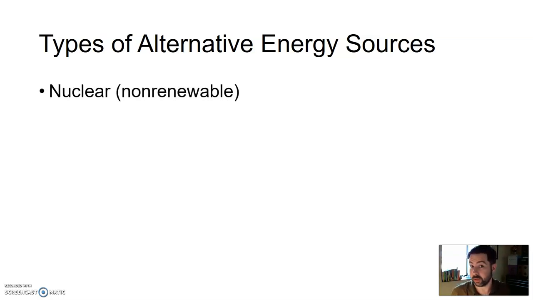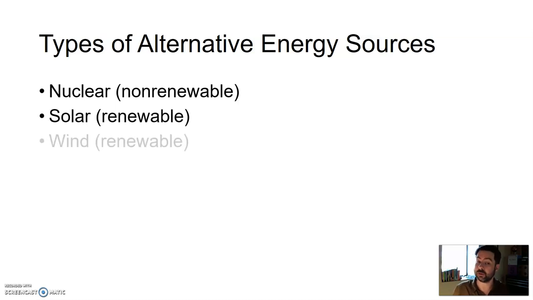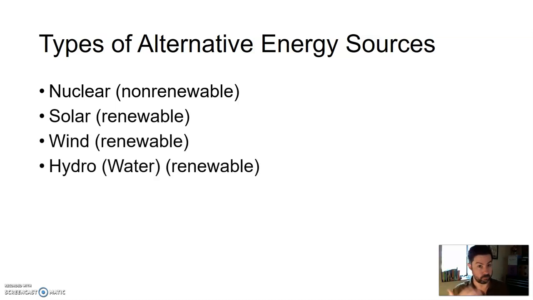This includes nuclear energy resources, which is a non-renewable resource, but renewables like solar, wind, and hydro, which is water-derived energy. So these are all alternative energy sources, sometimes referred to as green energy sources. Nuclear is a non-renewable energy source because we're mining out uranium as an energy source to harness that. So there's only so much uranium we can mine out, so it is non-renewable, but it is considered a green energy source. Why is that?